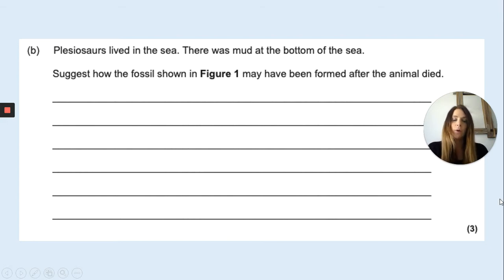So, now I've got a question that I'd like you to have a go at yourself. Think of what I've taught you so far in this lesson. I want you to apply it to this. So we've got plesiosaurs, that sea animal, lived in the sea. There was mud at the bottom of the sea. Suggest. Now that word suggest means to use your own knowledge to apply it to something new. Okay? So this question isn't expecting you to be taught about specifically that sea animal. What it's expecting you to do is apply your knowledge of how fossils might be formed to this that lived in the sea where there was mud at the bottom. Okay? So suggest how it was formed after the animal died. Pause the video now and construct your answer.